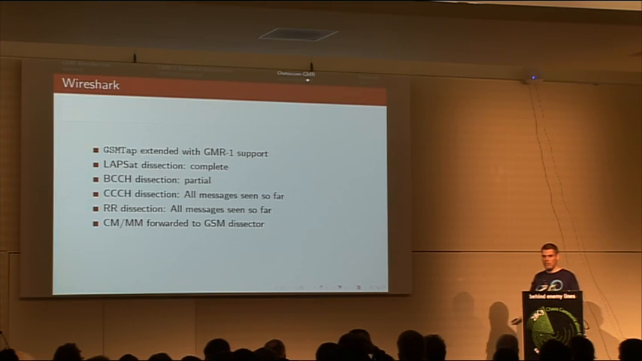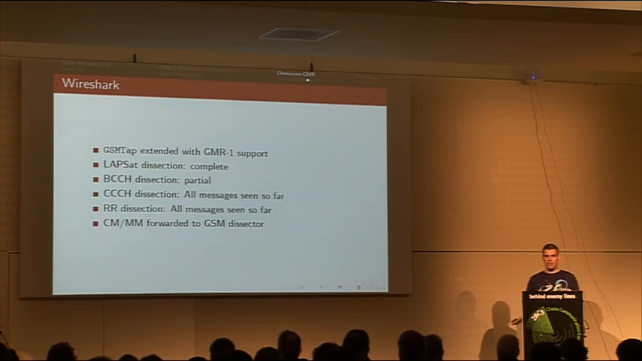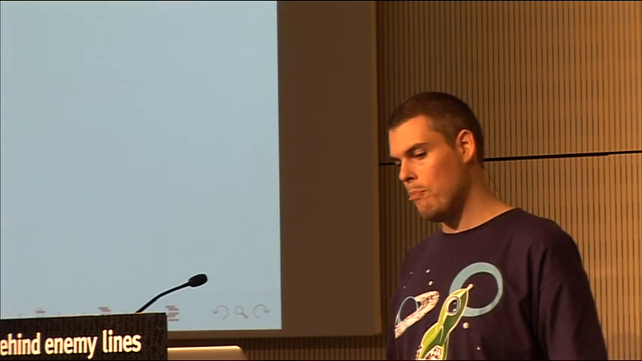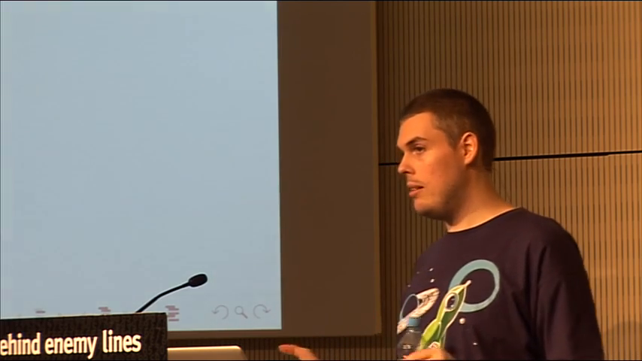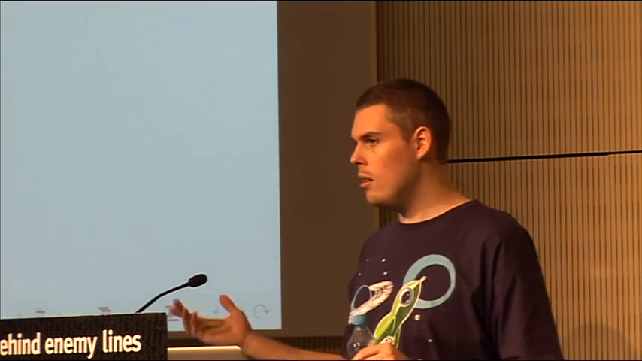CCCH, the dissection is incomplete, but we have support for all the message types that we have seen so far on Thuraya. So even though we don't support the dozens of types of messages that are described in the specification, every message you see should be dissected and displayed properly. If you find one that isn't, keep the capture, post it to the mailing list, and we will add support for it. Same thing for the RR layer, radio resources. All the messages we've seen so far are dissected. The upper layers, since they're completely common with GSM, we obviously didn't rewrite the code, and we just forward that data to the pre-existing GSM dissector from Wireshark.